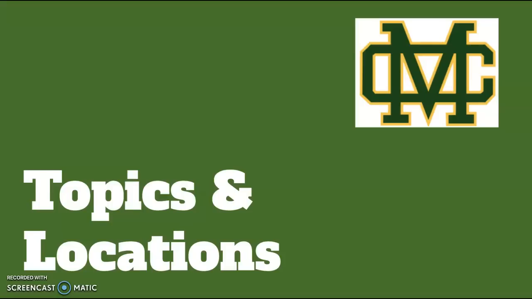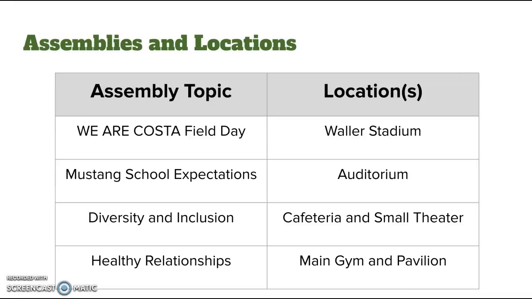There are different topics of assemblies as well as locations where you will attend each assembly. Assembly topics include a We Are Costa Field Day, Mustang School Expectations, Diversity and Inclusion, and Healthy Relationships. Each of the assemblies will be located in different parts of campus. We have Waller Stadium, Auditorium, Cafeteria and Small Theater, Main Gym, and Pavilion.